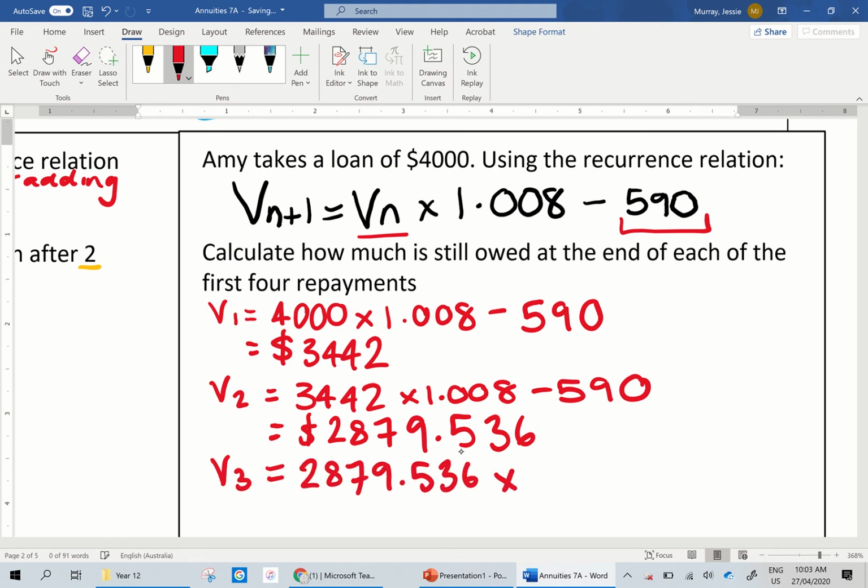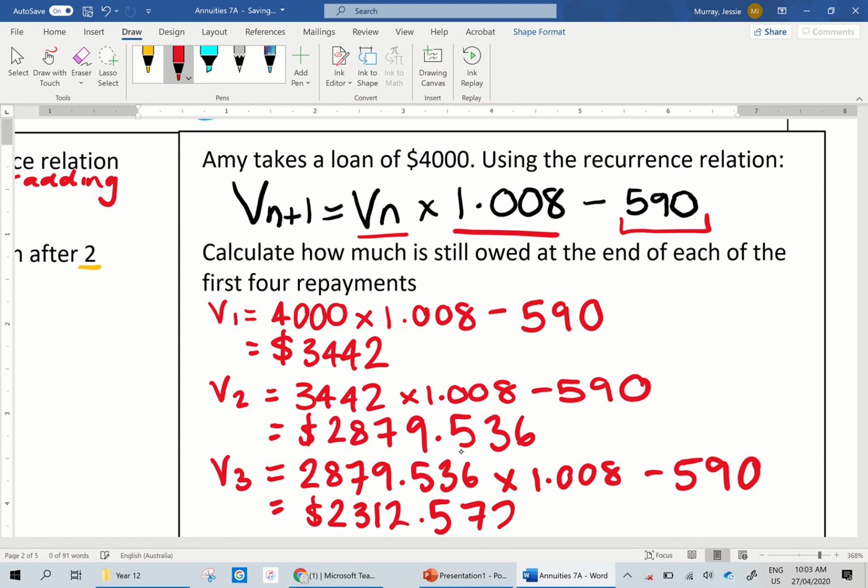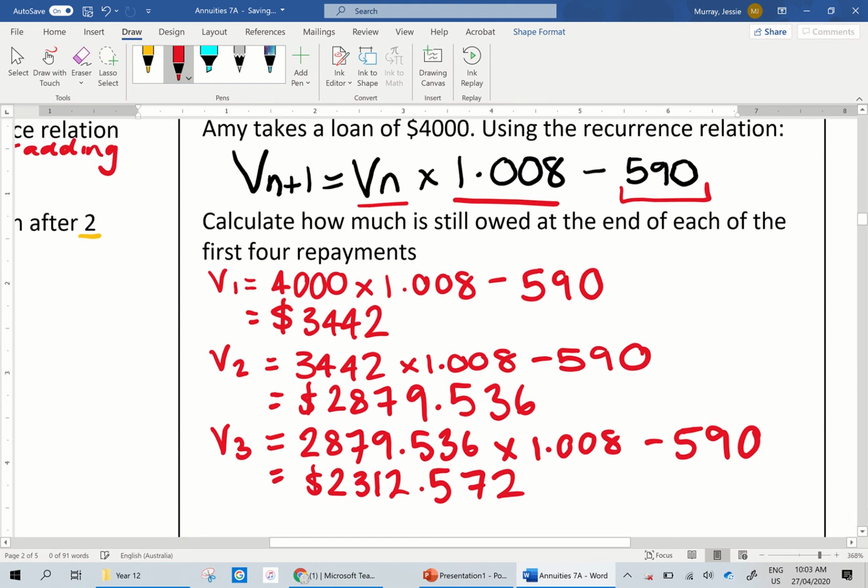So then after the third repayment, it's going to be that amount. It gets charged that interest again, minus my $590. See what I get. $2,312.57. I'll just do the 3 decimal places, 2.